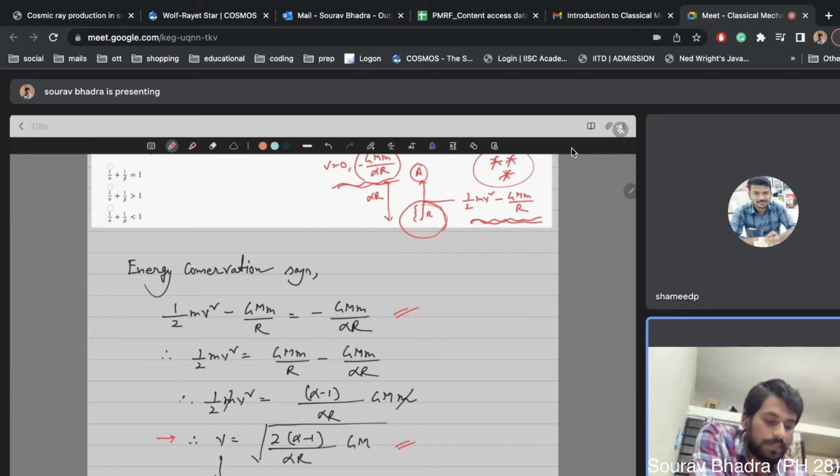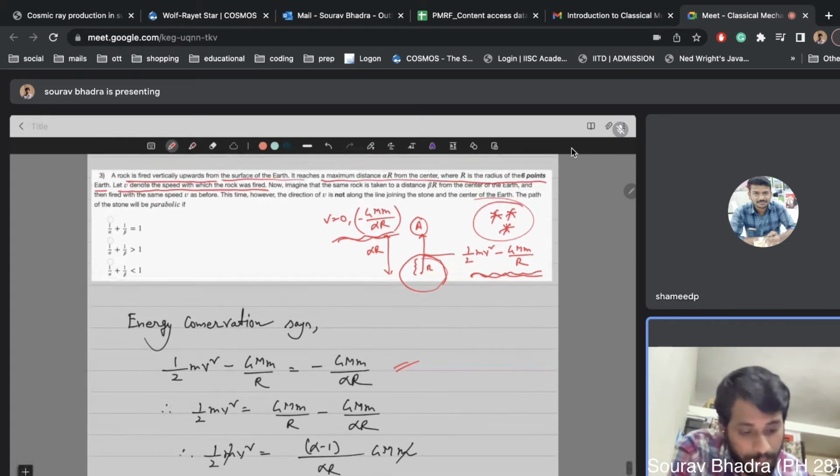So from this first sentence we got that the required velocity to attain a distance alpha R is this much: the square root of (2 alpha minus 1) by alpha R times GM, the whole expression under the root. So that is the velocity with which it has been thrown from the surface of the earth. Now come to the second line. Now what is said?